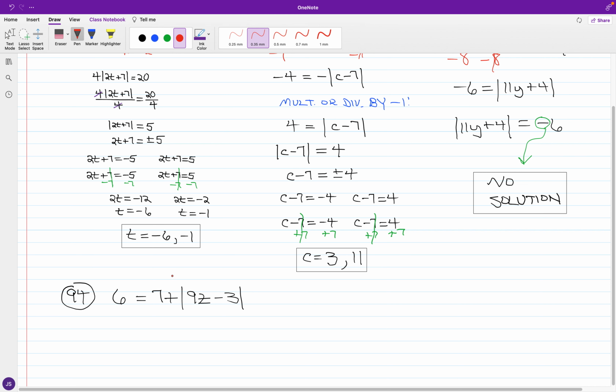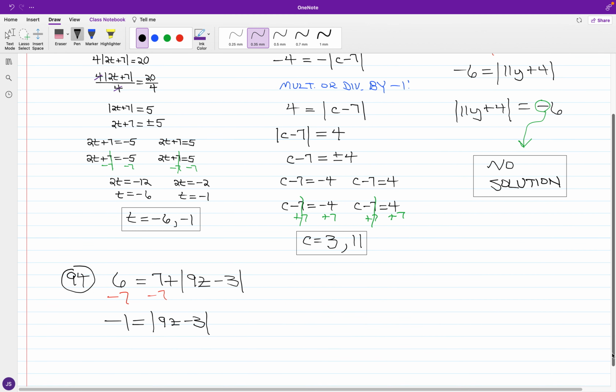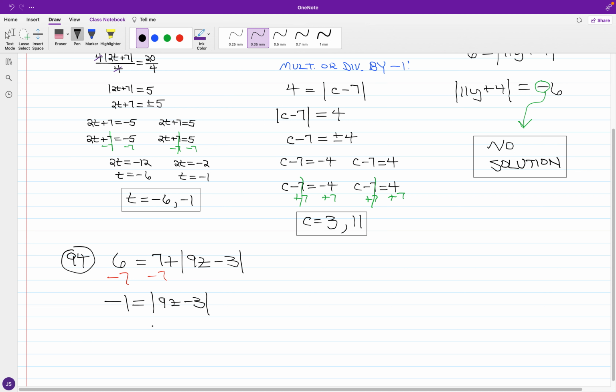And getting the absolute value of 9z minus 3 by itself, if I take 7 away from both sides, I have 6 minus 7 is equal to -1. And we have that -1 is equal to the absolute value of 9z minus 3. Again, I can just change the sides here, but you might already pick up what has come to surface, a bit of history from number 93 cropping up.